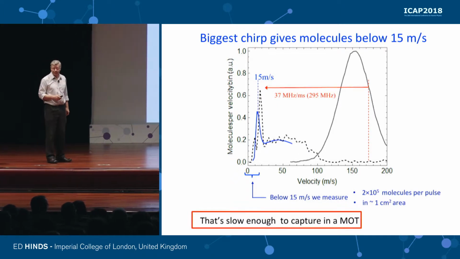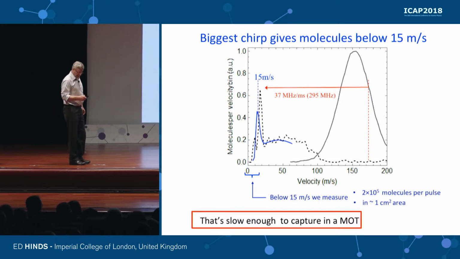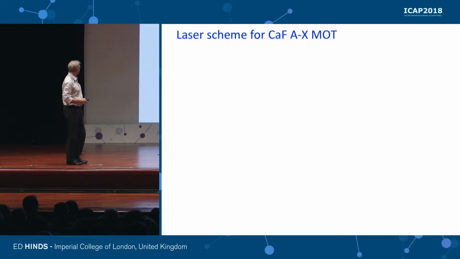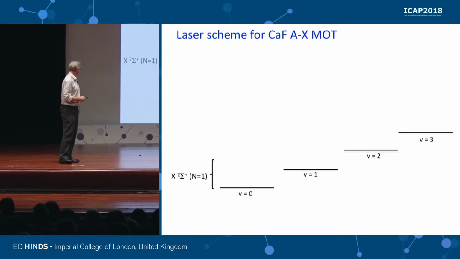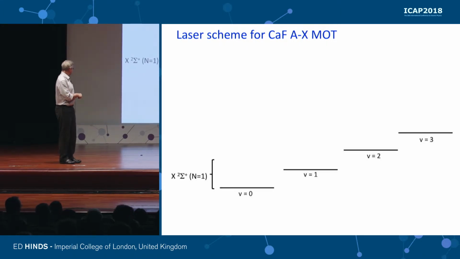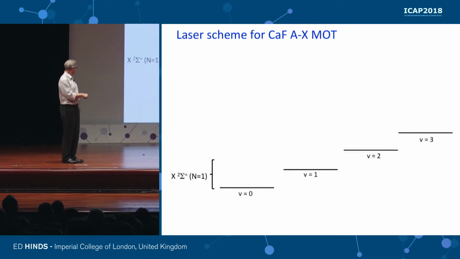That's slow enough to capture in a MOT. So the next part of the story is how does the MOT work? Here is the electronic ground state again. I introduced you to those two vibrational levels. Now I want to add some more.